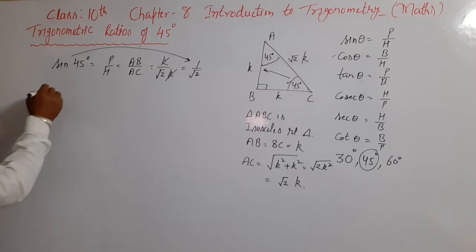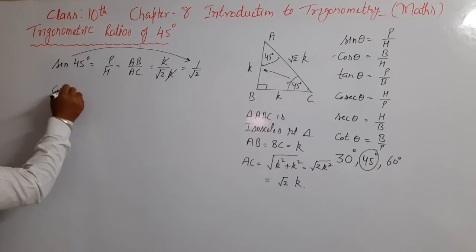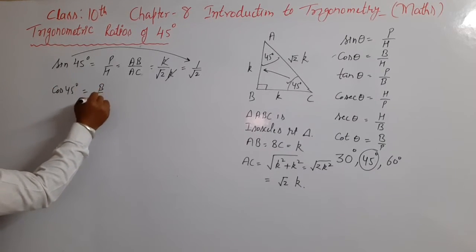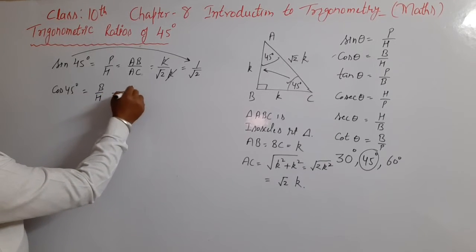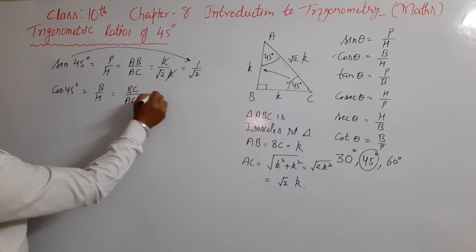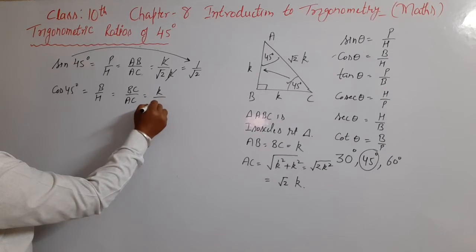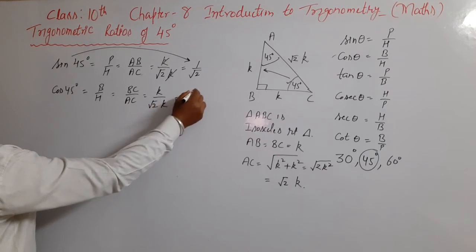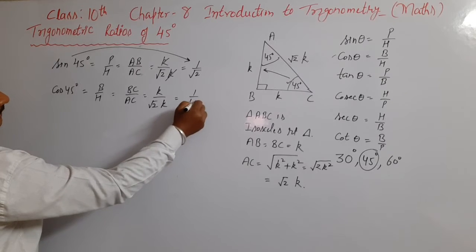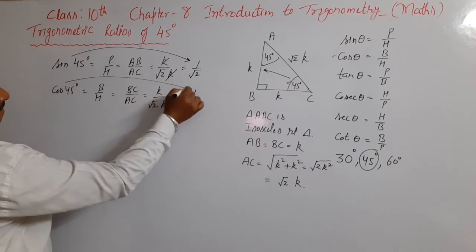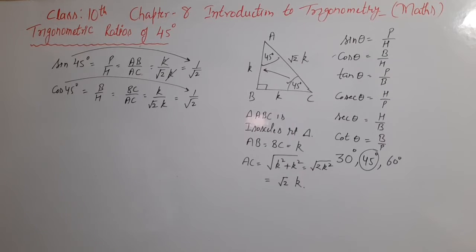Now let us find cos 45 degree, which is equal to base upon hypotenuse. Base here is BC upon hypotenuse AC. BC is K and AC is root 2K. So this is equal to 1 upon root 2. So in this way we have found the values of sin 45 and cos 45, and surprisingly the values of sin 45 and cos 45 are equal and are equal to 1 upon root 2.